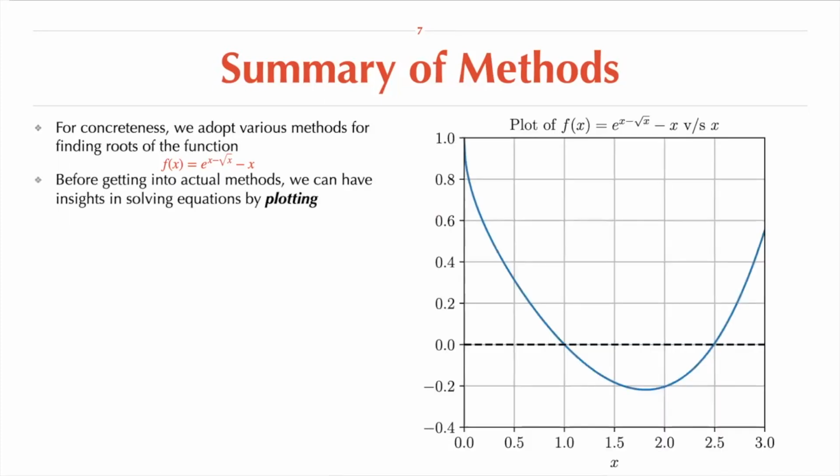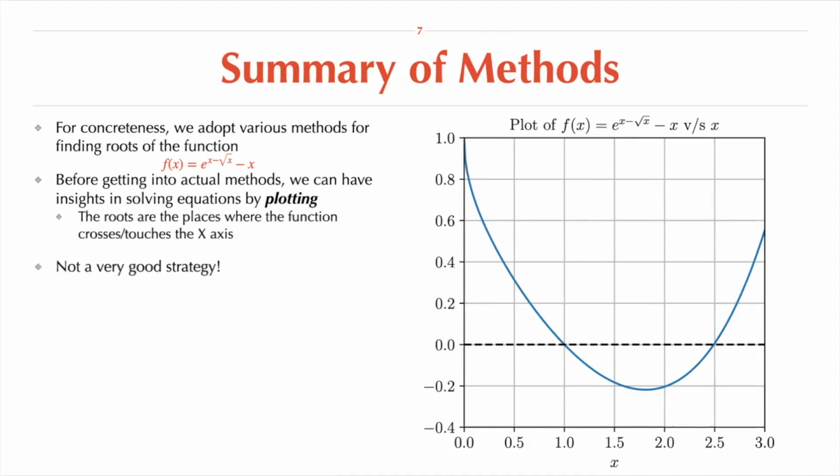So one obvious thing can be to just make a plot. Here I'm plotting this function f(x) equal to exponential x minus the square root of x minus x, like this. As you can see, since this function cuts the x-axis at these 2 points, you have found the location of the roots. But the problem is it's not a very good strategy, because in this case, of course, the function evaluation is very easy. That's why you can get the roots very easily just by plotting the function.